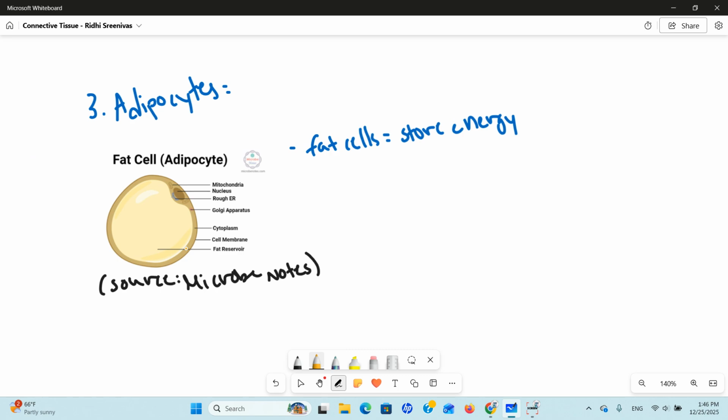Next, we have adipocytes, which are also known as fat cells that store energy, being the main component of adipose tissue, which we will talk about in the future. And this is what they look like here.